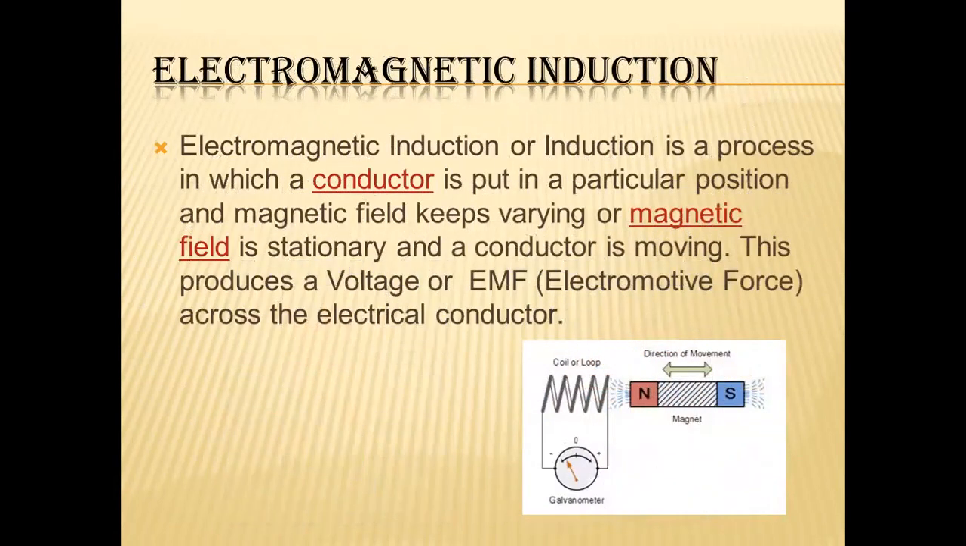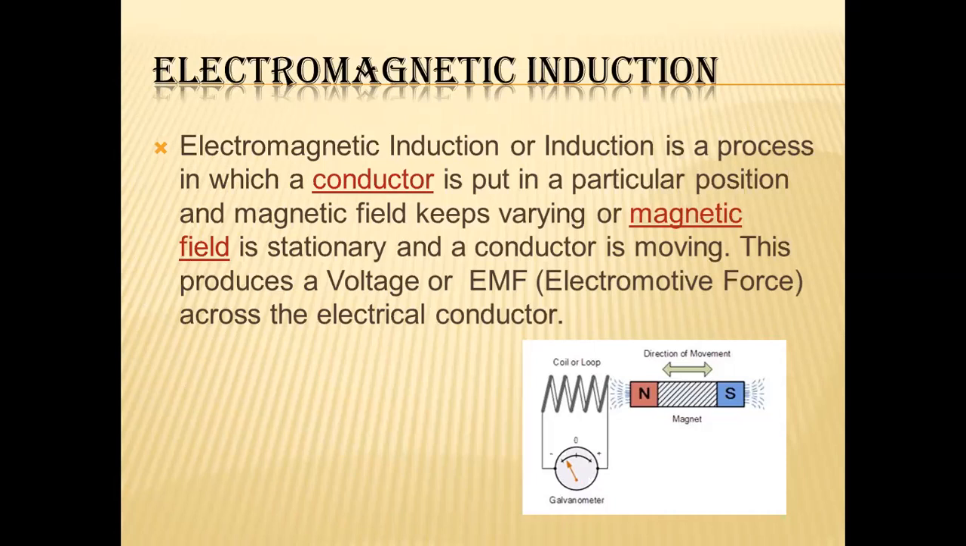So electromagnetic induction can be defined as a process in which a conductor is put in a particular position and the magnetic field keeps varying, or the magnetic field is stationary and the conductor is moving. This process produces a voltage, or in short we call it EMF, electromotive force, across the electrical conductor.